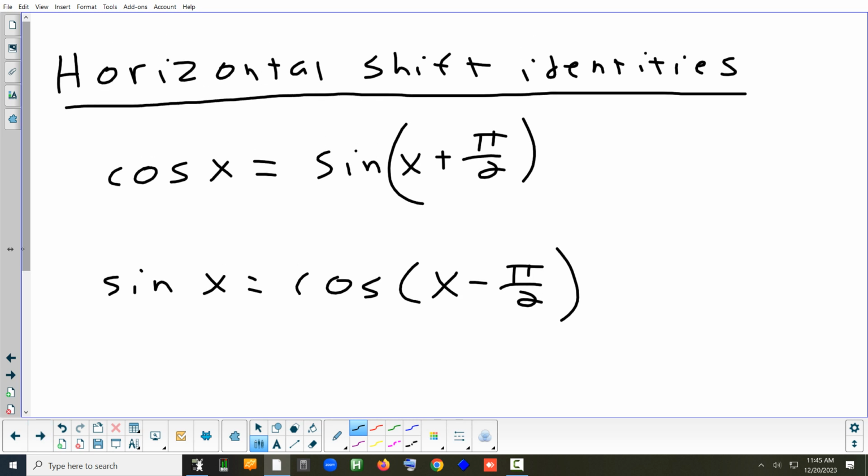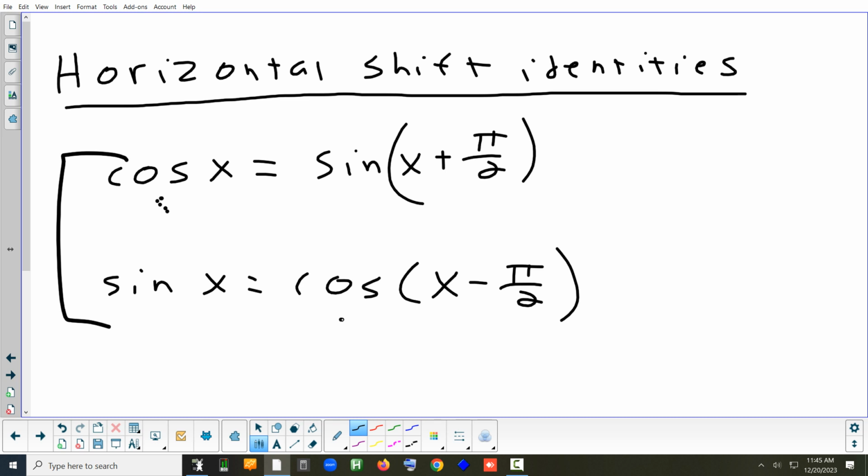We talked about that. I told you that sine and cosine are really the same graph. One of them is just shifted 90 degrees from the other. So we're not going to do a lot with these right now. But if you take sine and you shift it 90 degrees to the left, it turns into cosine. Or if you take cosine and shift it 90 degrees to the right, it turns into sine.